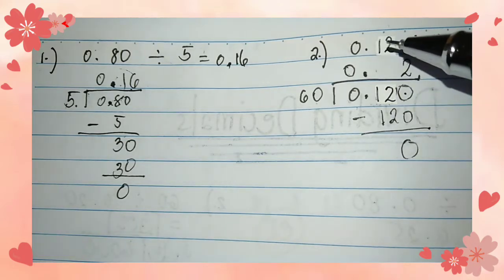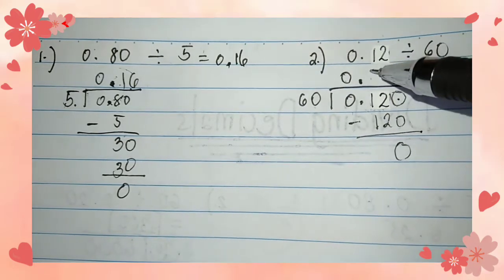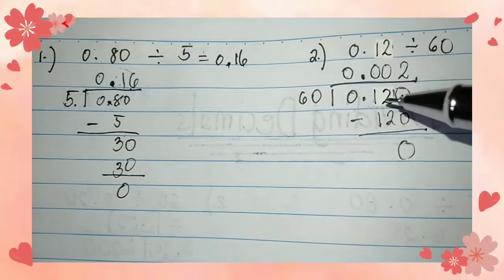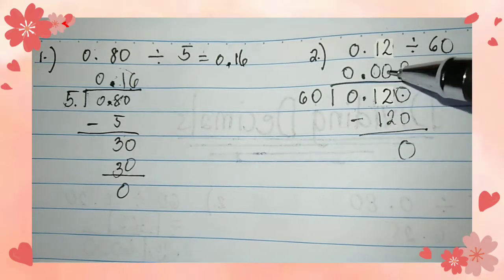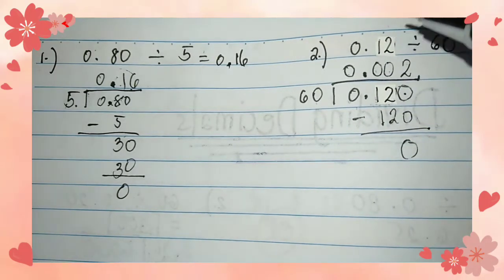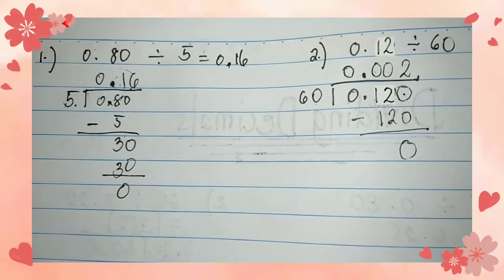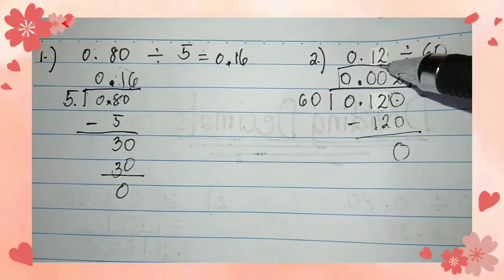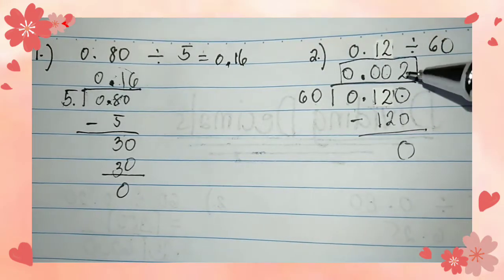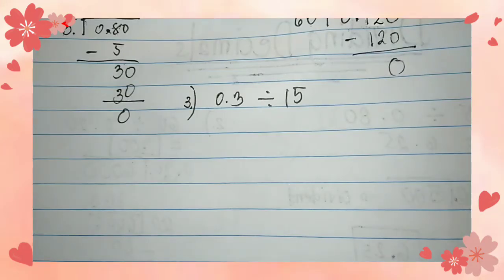If that happens, ang gagawin nyo lang is lalagyan nyo lang sila ng 0. Okay? Kung ilan yung nandito, ganun din dito, no? Lalagay nyo lang yung 0. Therefore, 0.12 divided by 60 is equal to 2 thousandths. Okay, so lagay pa tayo ng isa pang example.